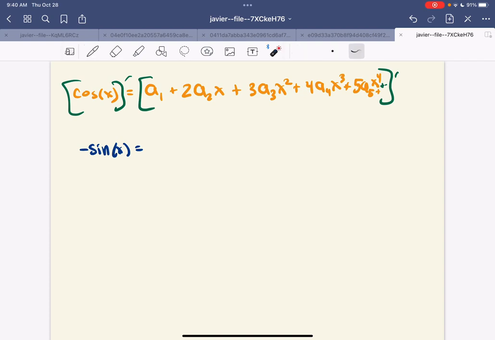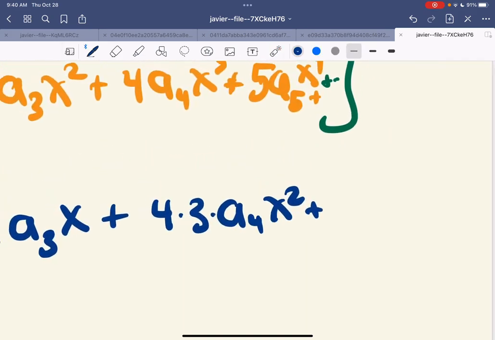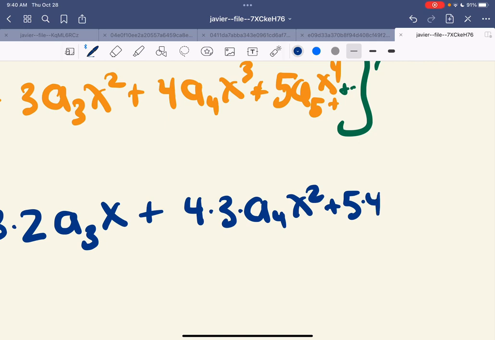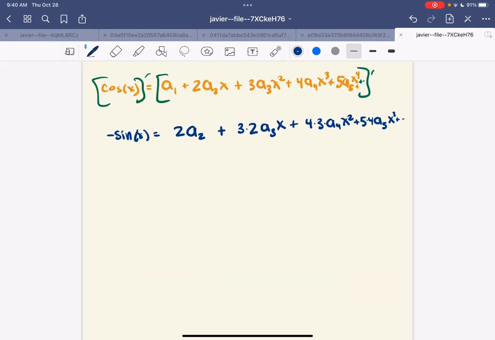And what's the derivative on the right hand side? This part goes to 0, which I wanted to kill this one, and that will just leave a 2a2 there so beautifully with no x's. And then I'll have a 3 times a 2 times an a3 times an x, and then I'll have a 4 times a 3 times an a4 times x squared. What I'm doing here is taking the derivative of this, the derivative of this, the derivative of this, the derivative of this is 0, and so on and so forth. I'll just write one more for fun. That would be a 5 times a 4 times an a5 times an x to the third plus dot dot dot dot dot.